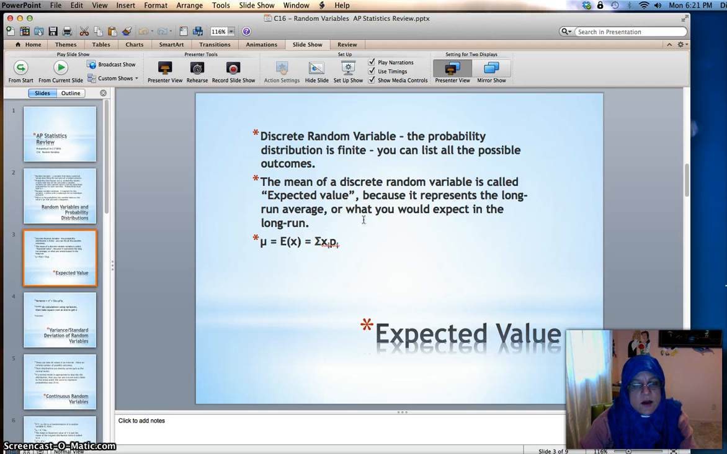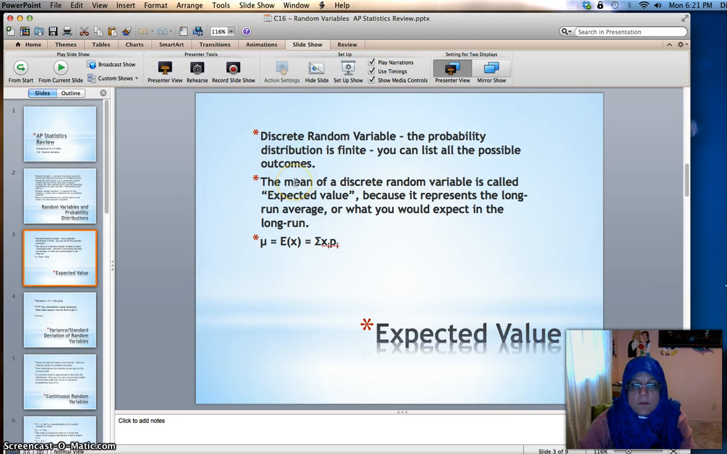Okay, now there are two different kinds of random variables. There's discrete and there is continuous. First, let's talk about discrete. For a discrete random variable, the probability distribution is finite. In other words, there are finite possible outcomes. You can list them all. So that would be like rolling a die. There are 6 different things that can happen. You can definitely list all 6.